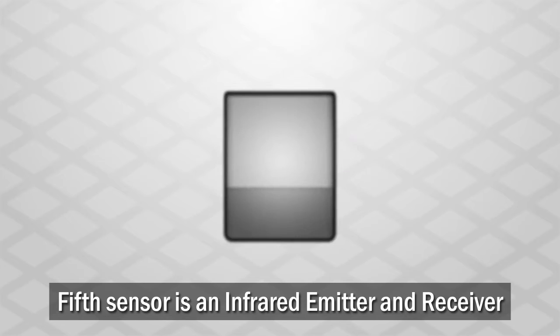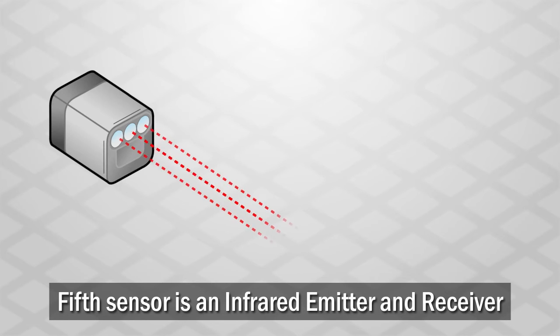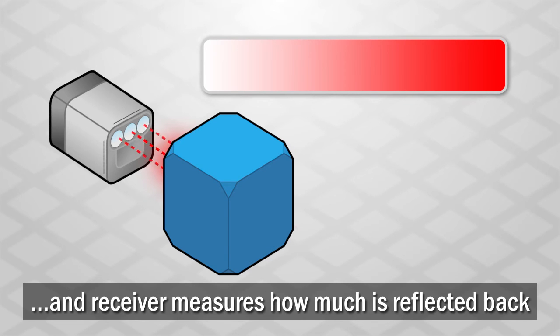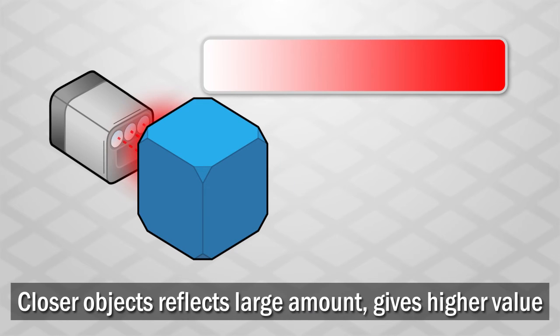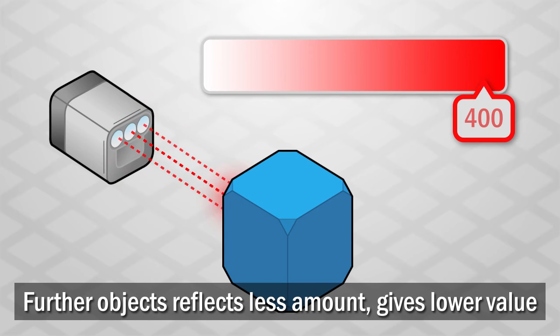The 5th internal sensor in the color sensor is an infrared emitter and receiver. The infrared emitter sends out a beam of invisible infrared light, and the receiver measures how much is reflected back. Objects that are close to the sensor reflect a large amount of infrared light back to the sensor, resulting in a high sensor value.